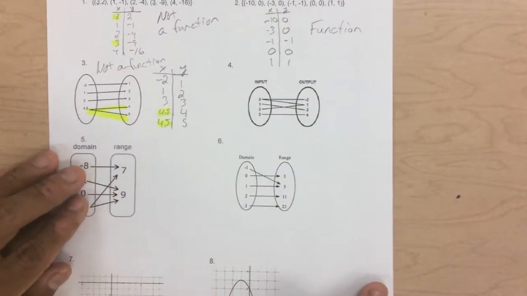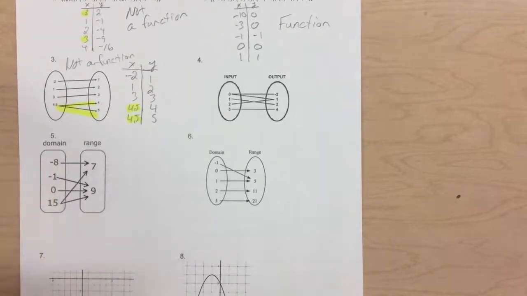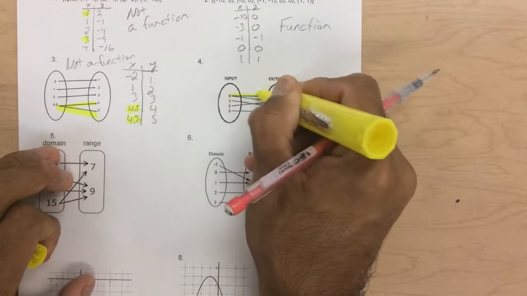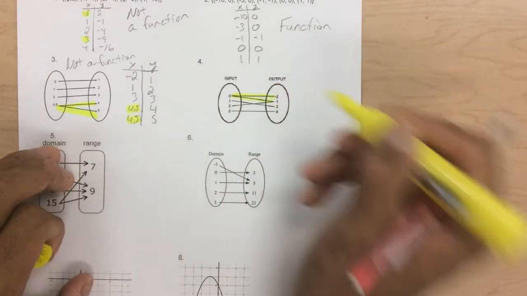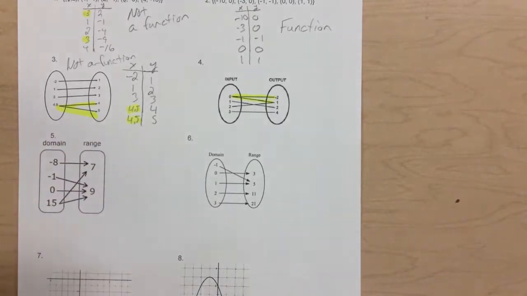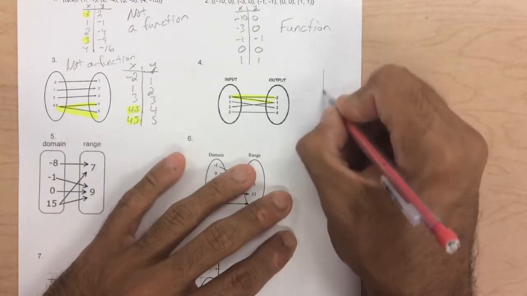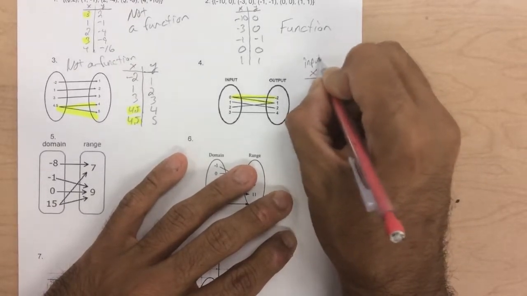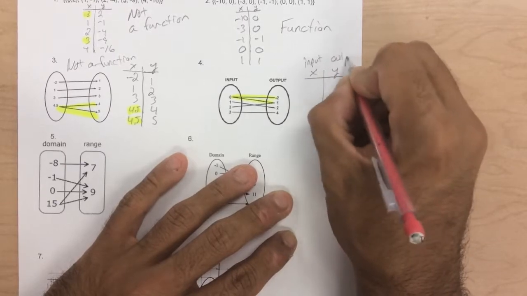Okay, next example, same idea. You will automatically be able to see that the 0 repeats right there because there are 2 lines coming from a number in the input. But if you wanted to check, you could always draw yourself a table. And remember, the x is represented by the input and the y is the output.